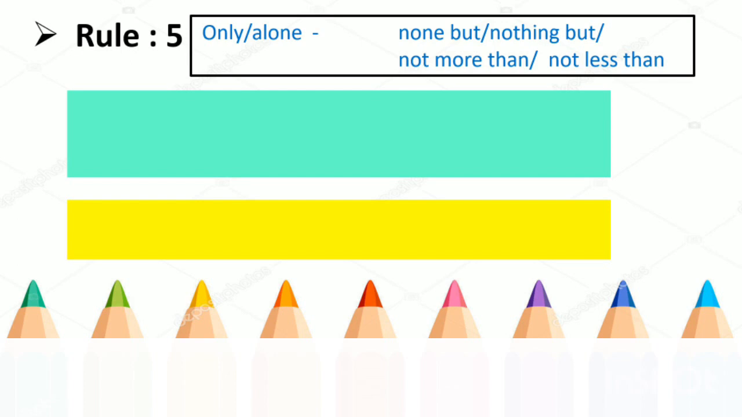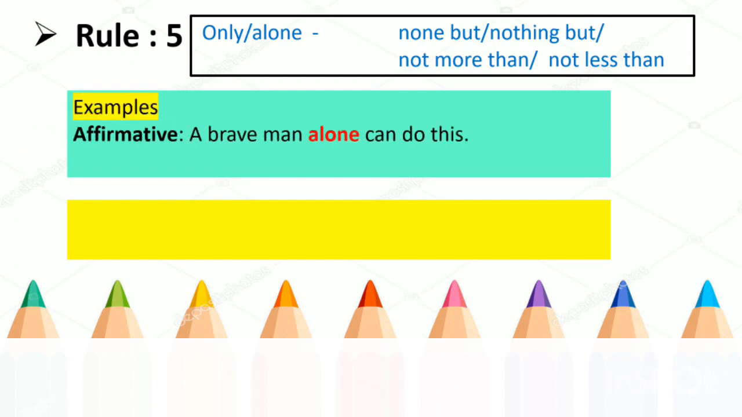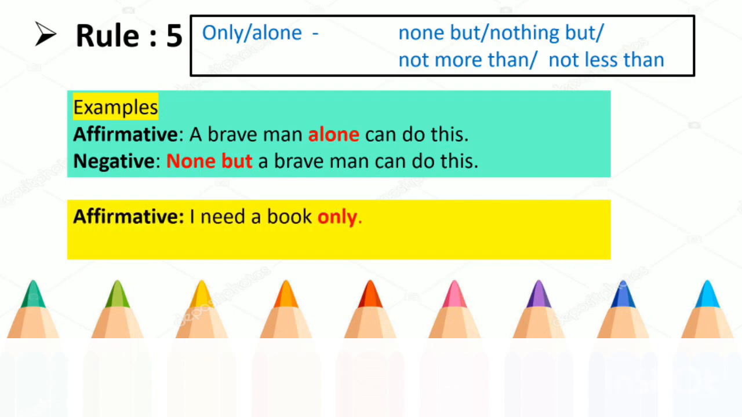Rule 5. When in a sentence you find only or alone, they have to be replaced with none but, nothing but, not more than, or not less than. Let's see the example. A brave man alone can do this. So alone would be replaced with none but: none but a brave man can do this. Here both sentences have equal meaning. No change in the meaning. A brave man alone can do this and none but a brave man can do this, both have the same meaning. Next example is: I need a book only.